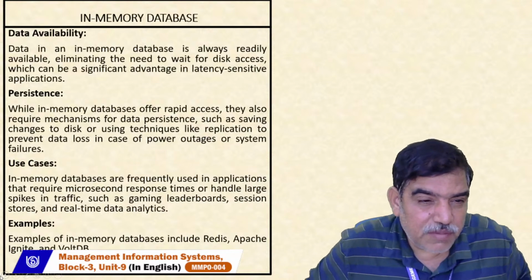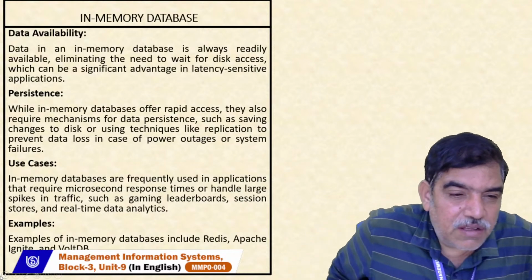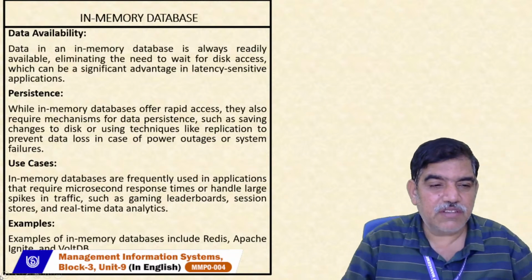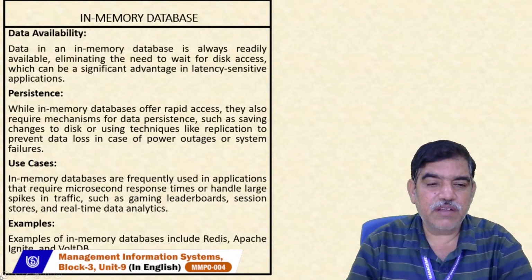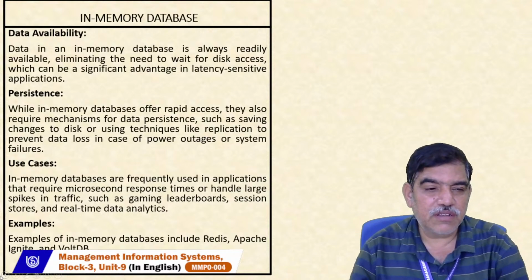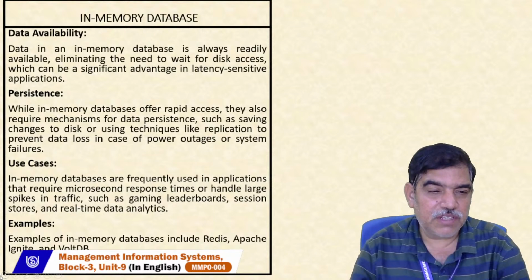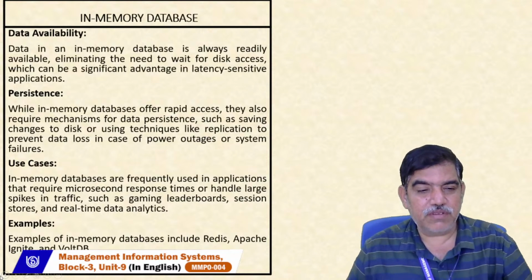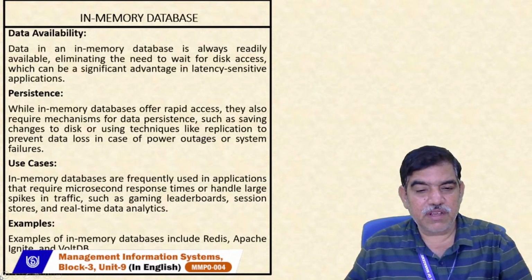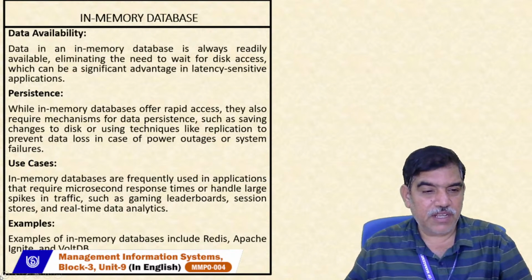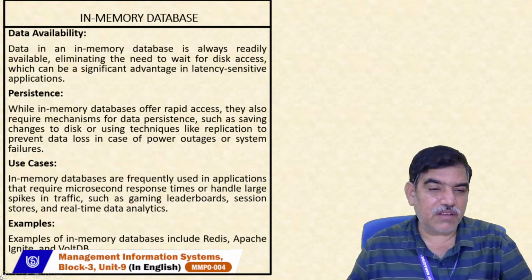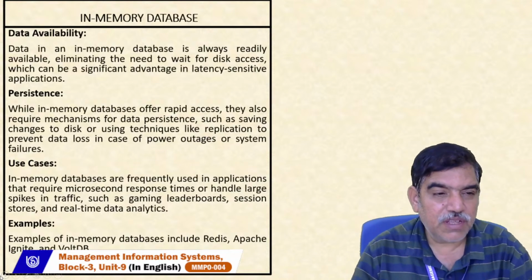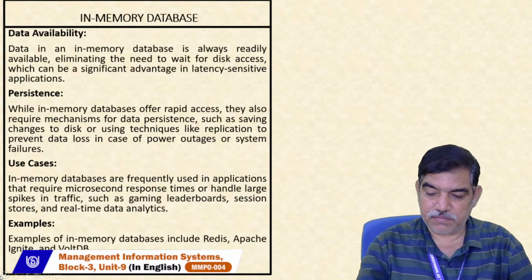Then use cases. In-memory databases are frequently used in applications that require microsecond response time or handle large spikes in traffic, such as gaming leaderboards, session stores, and real-time data analytics. For examples, in-memory databases include Redis, Apache Ignite, and VoltDB. So these are the software we can use in the case of use cases.